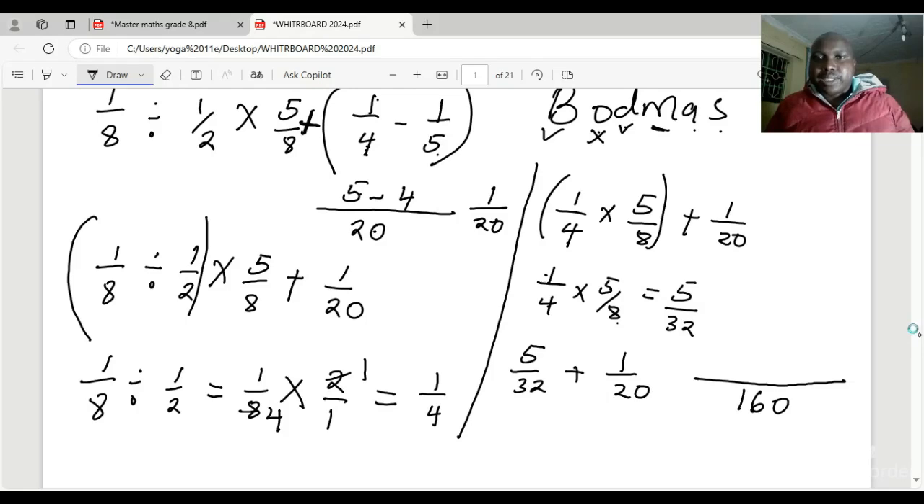How many times does 32 go into 160? 5 times. 5 times 5, 25. Minus, how many times does 20 go into 160? You divide by 20, 8 times. So minus 8. So 25 minus 8, 17. So the answer is going to be 17 over 160. That is the final answer.